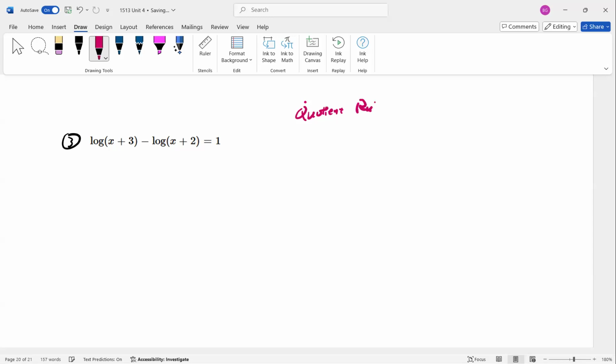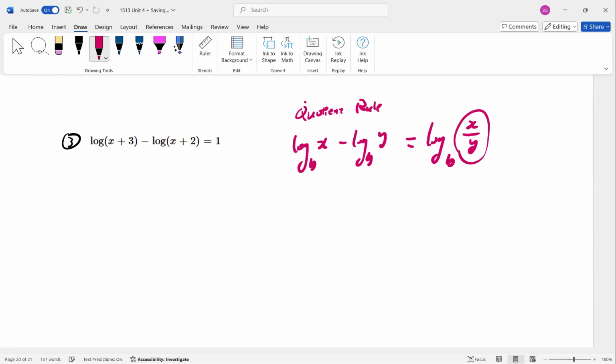We learned last time, log with base b of x minus log with base b of y equals log with base b of x over y, right? Quotient rule. After we condense the difference as a single log, the argument is going to be a quotient. That's where the name quotient rule comes from. Let's do that. I'm going to separate the equation, left side, right side, and let's condense the left side.